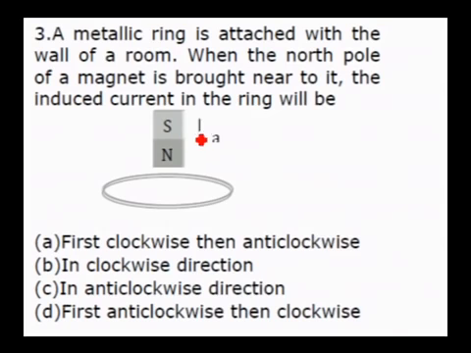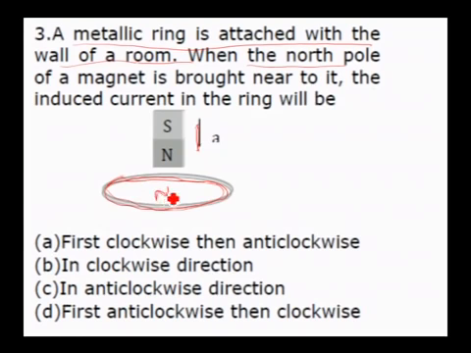Now look at a magnet here. A magnet is falling towards a copper ring. This is a copper ring. If the north pole of the magnet falls towards the ring here. Now the question is, if a metallic ring is attached with the wall of a room, when the north pole of a magnet is brought near it, the induced current in the ring will be? Obviously, if the north pole is moving towards the coil, this face of the coil should act like a north pole.